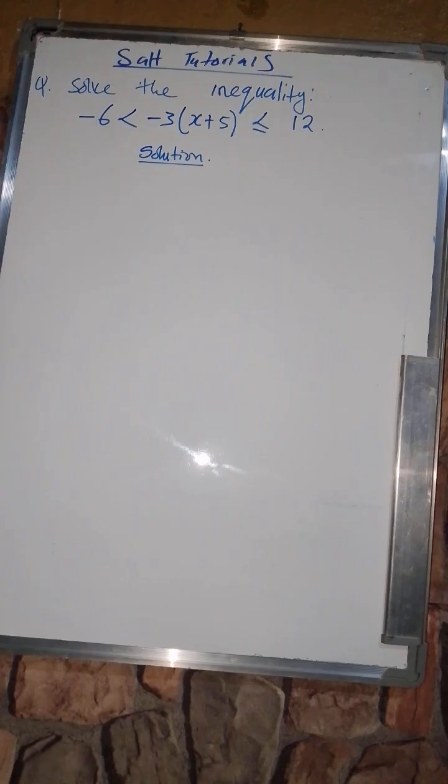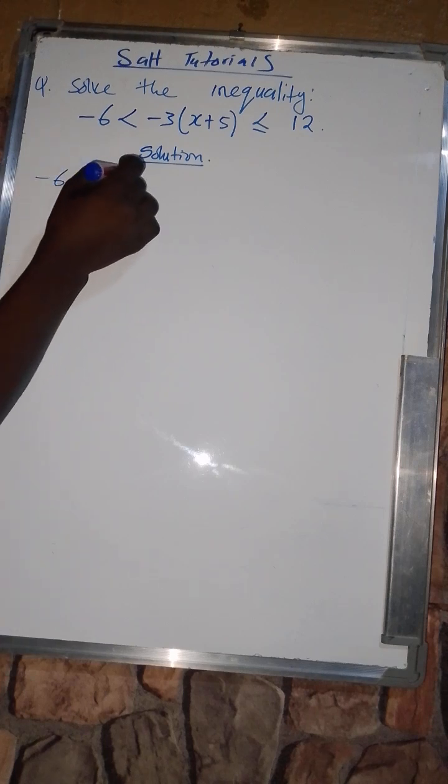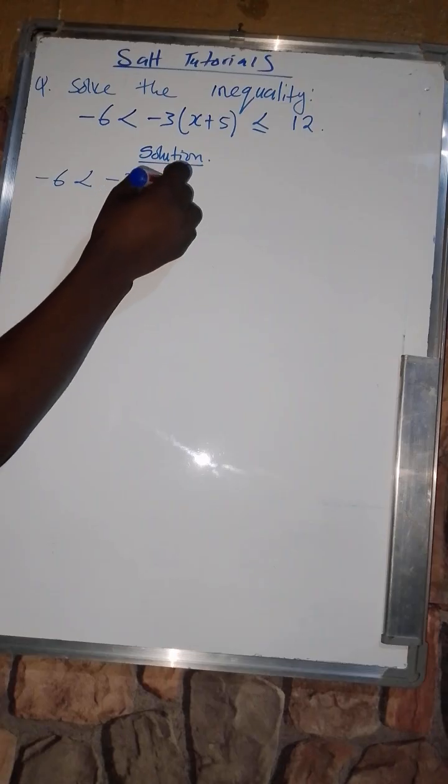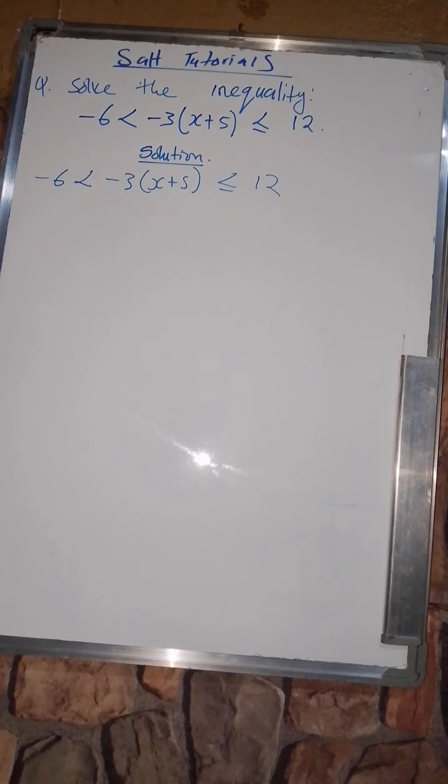So here, inequalities are different from equations. Equations will give an exact value of x, but an inequality will give a set of values for x. So we have that negative 6 is less than negative 3(x plus 5) less than or equal to 12. If you wish to, you can solve it as one, or you can separate it. This is a compound inequality, but solving it as one, you still have the same thing.